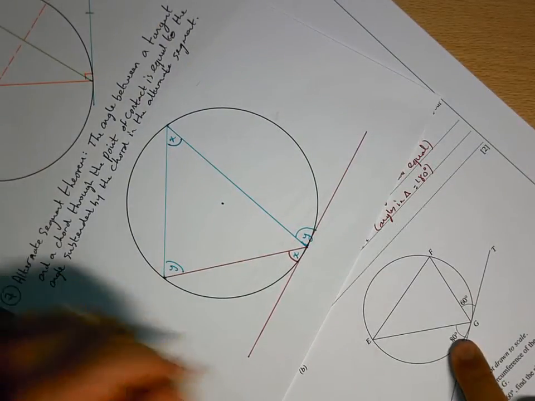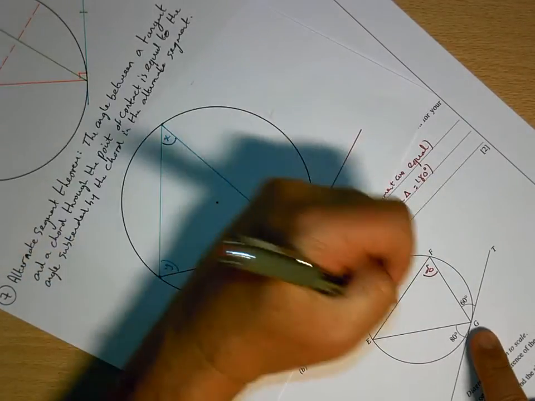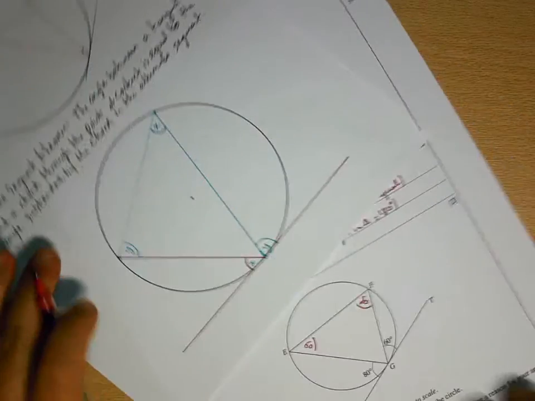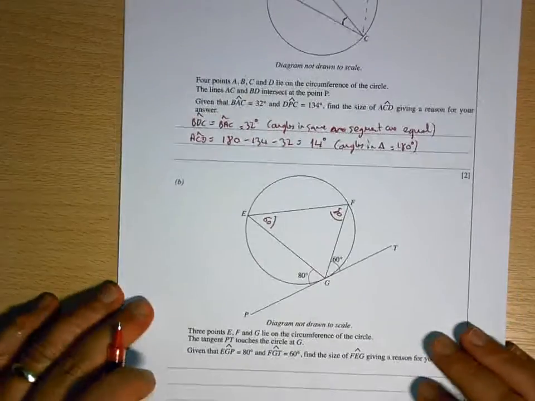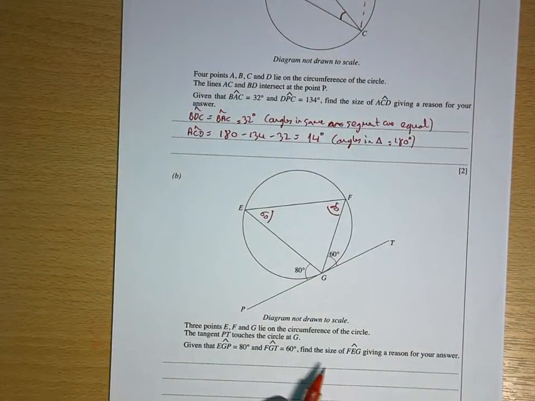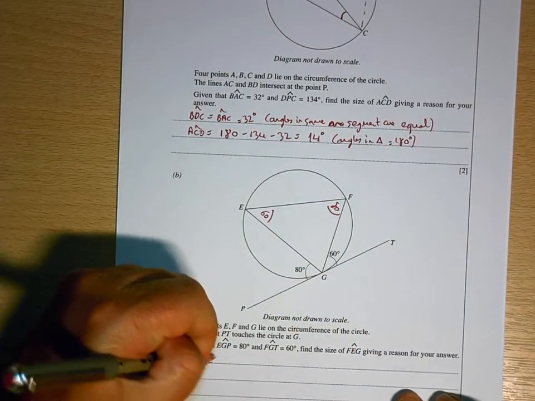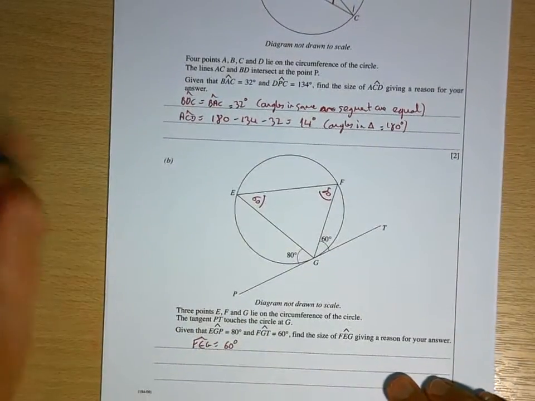So that's 80, that's 80, that's 60, that's 60, alternate segment. Right, so we bang those in straight away. Find the size of FEG. We've done it. FEG is 60 degrees, alternate segment theorem.